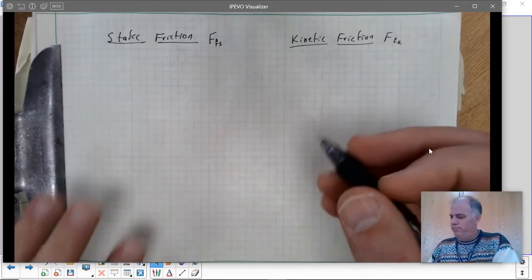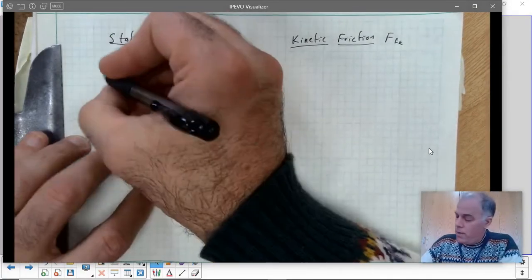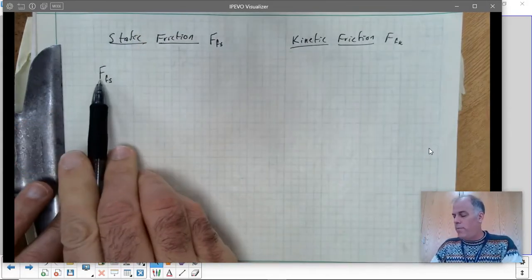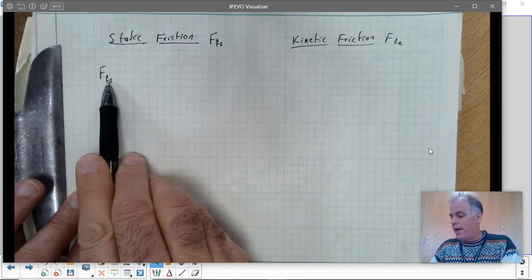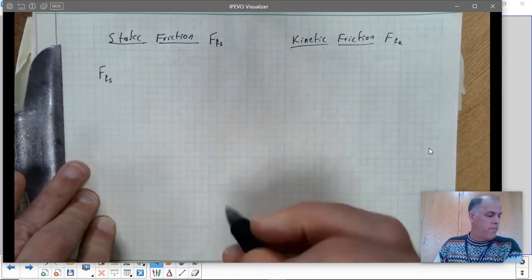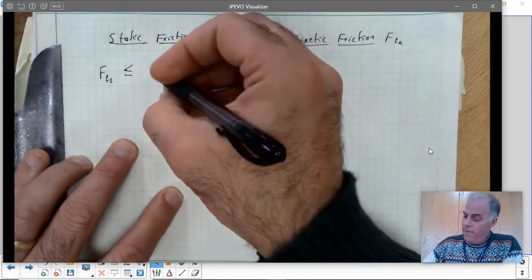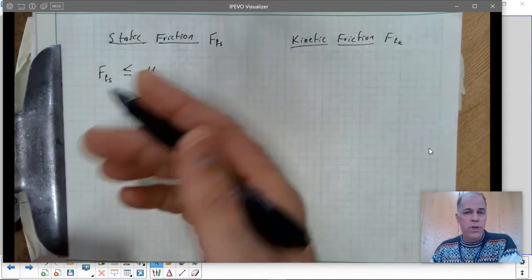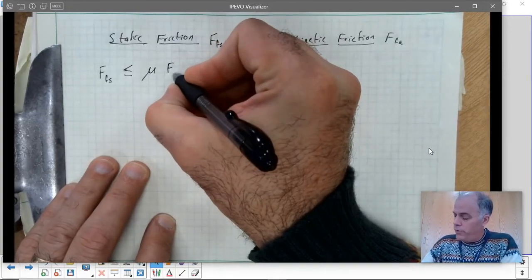Okay, so this is a summary of static versus kinetic friction. Static friction first. So the equation for static friction looks like this. F static. So F is force, and the type of force is static friction. And that is going to be less than or equal to mu, which we talked about before, and I'll show you some problems where we use mu, and that'll make a little bit more sense in a moment, times the normal force.